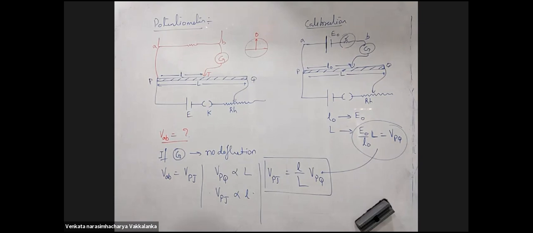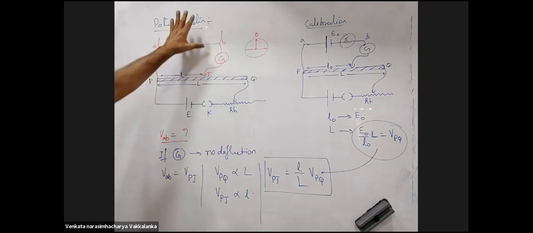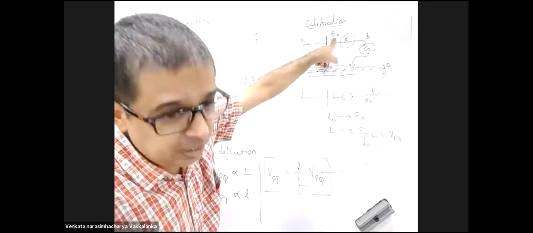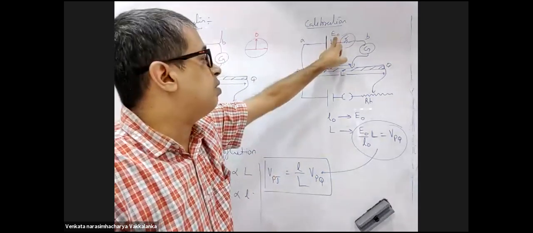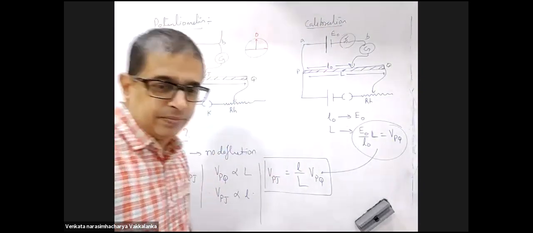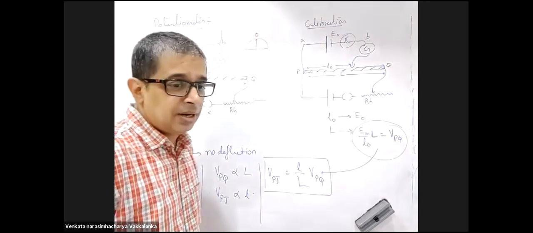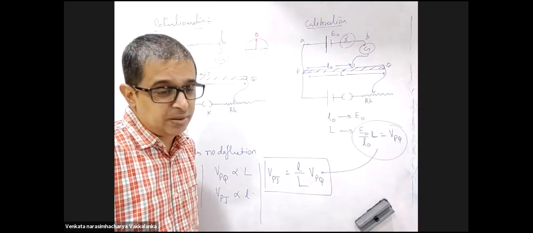So in practical application, we need two external circuits for the experiment. One for calibration, one for testing. This one is for calibration, and this is a standard cell. The significance of the standard cell is that it will maintain a constant EMF. The standard cell means any cell can be used, right? No. The standard cell's significance is that it maintains constant EMF.